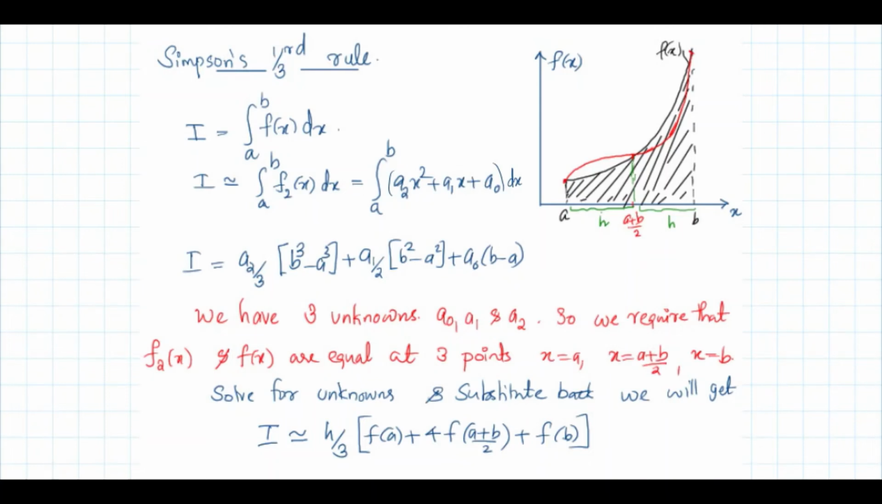a2, a1, a0 you can calculate using Cramer's rule by arguing that this function and polynomial should match at 3 points. You will get 3 linear equations. Solve them using Cramer's rule or something. You can find the constants, substitute them back into the equation, and then you will get this equation. That is the idea.